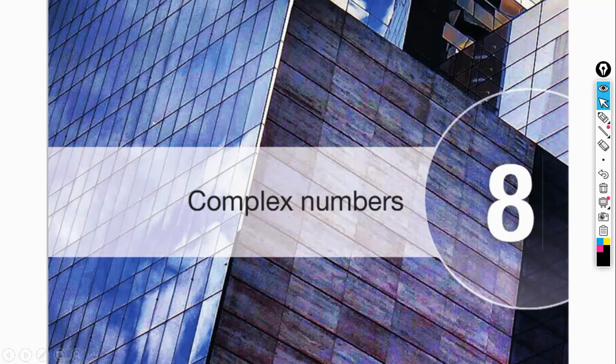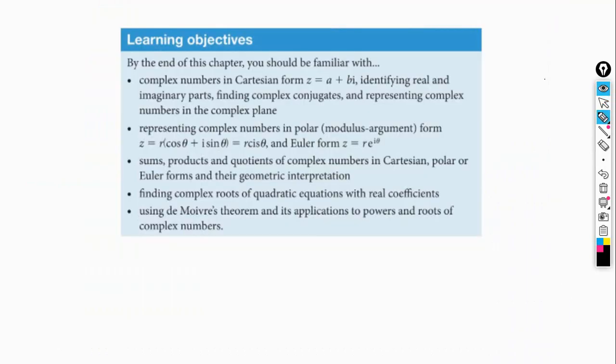Hi everybody. So in this video we begin with Chapter 8, Complex Numbers. So let's begin with the learning objectives. By the end of this chapter you should be familiar with complex numbers in Cartesian form, z equals a plus bi, identifying real and imaginary parts, finding complex conjugates, and representing complex numbers in the complex plane.